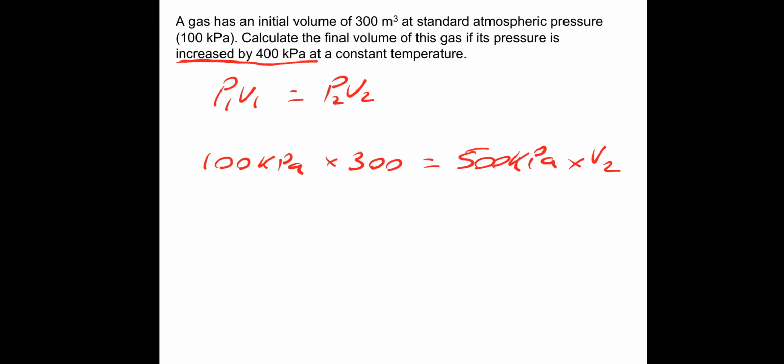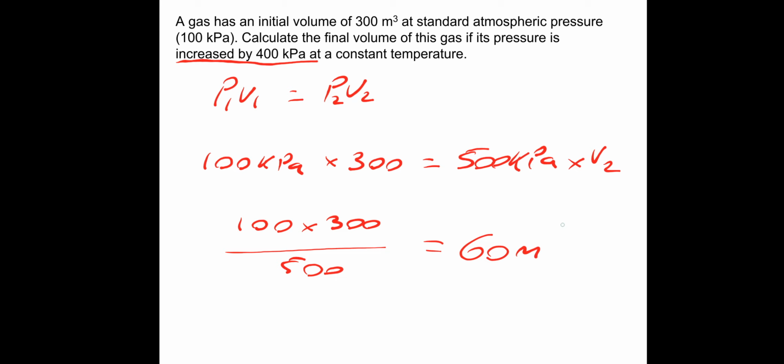Times volume 2. So to get volume 2, we just need to do 100 times 300 divided by 500. Obviously you can see that the kilopascals would cancel out. So that leaves a volume of 60 cubic meters. Pretty straightforward. Let's move on.